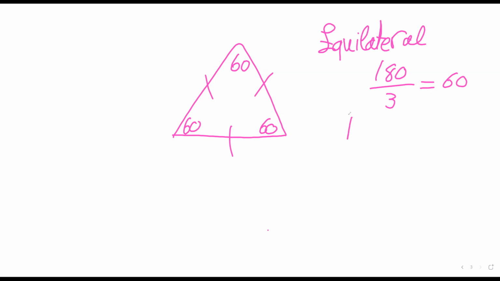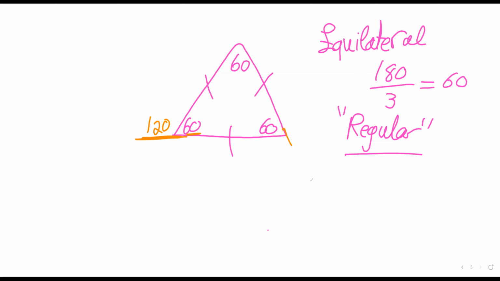This equilateral triangle is a regular polygon. Why is it called a regular polygon? Because all the angles and all the sides are equal. Let's see how the exteriors are doing. Each interior has its own exterior. How do I find the exterior angle? 180 minus 60, which is 120.